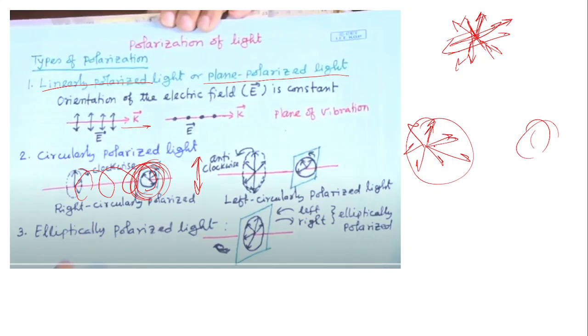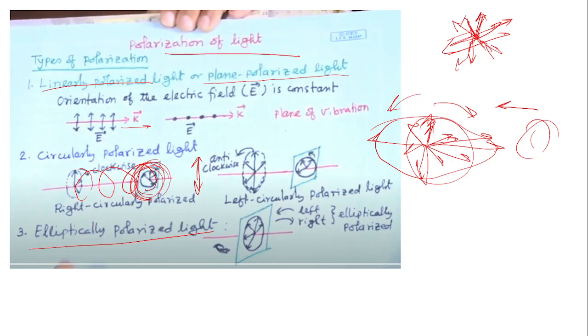And if the magnitude is also varying, here it's more, here it's less, here it's more, then as an observer, when I see from here, I'll see it varying as an ellipse, and then we call it elliptically polarized. Depending on whether it's going in this direction or this direction, we call it left-handed or right-handed, that is clockwise or anti-clockwise. So these are the different types of polarization that we get.